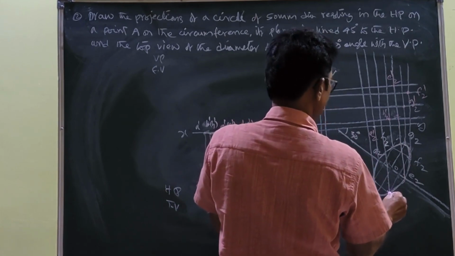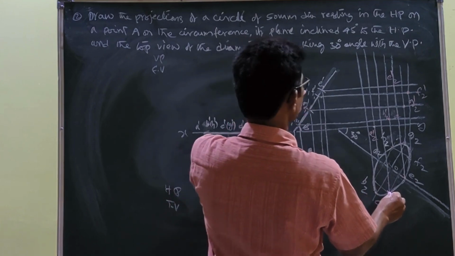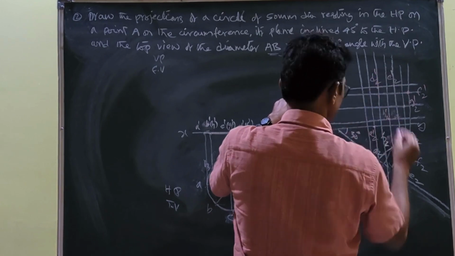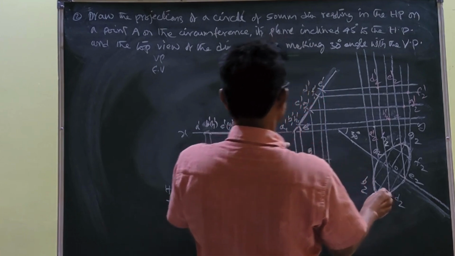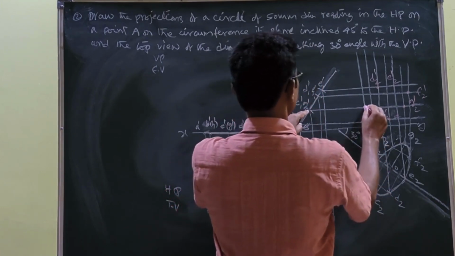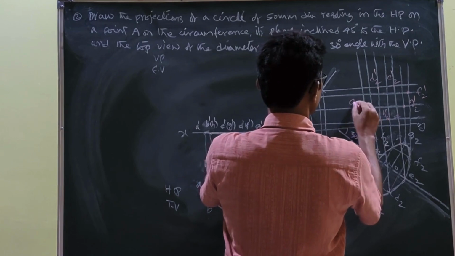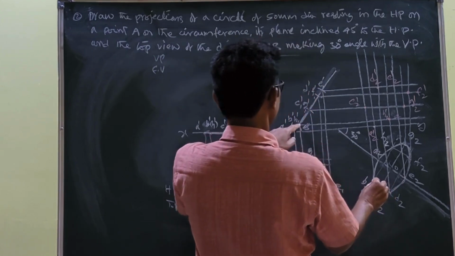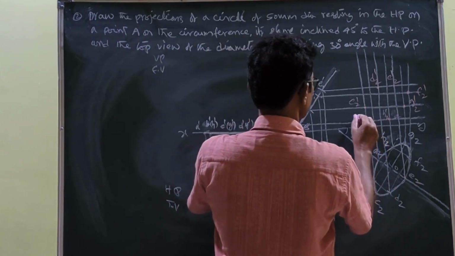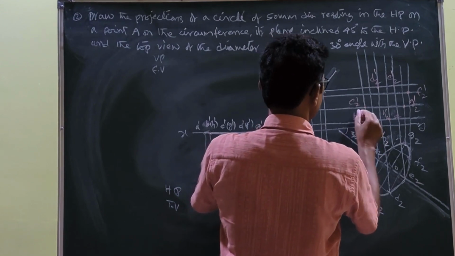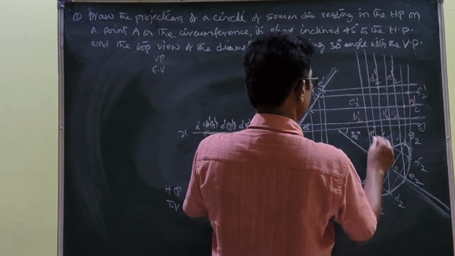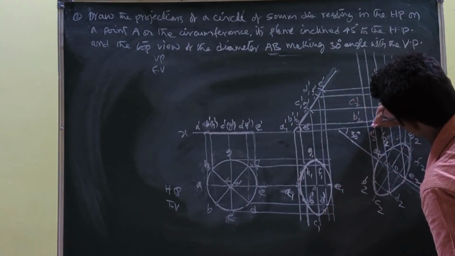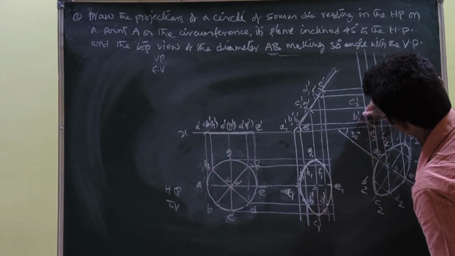Next D, where is D? This is the D, they met here, D2 dash. C, where is C? This is the C, they met here, C2 dash. Next B, here B, they met here, this is the B2 dash. Next A, already put it here. Then you can join A, B, C in a curve.